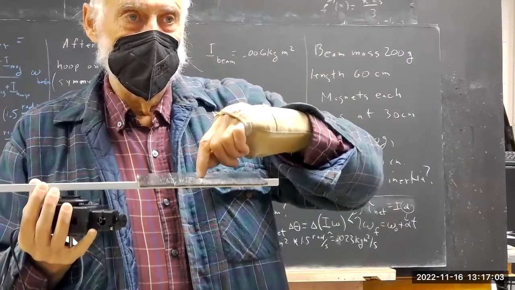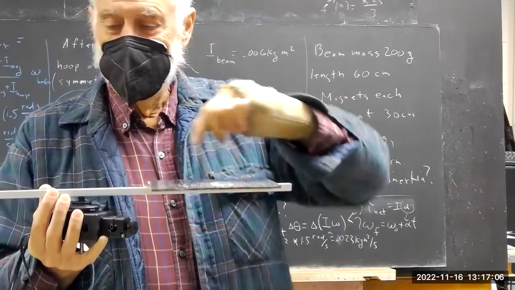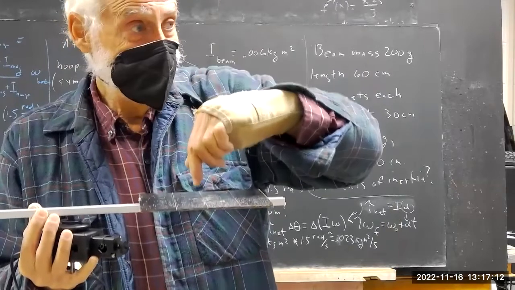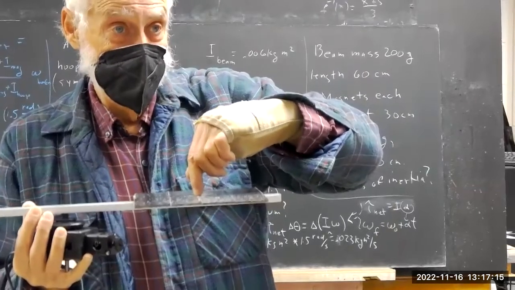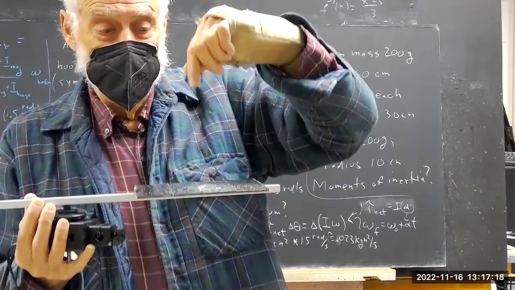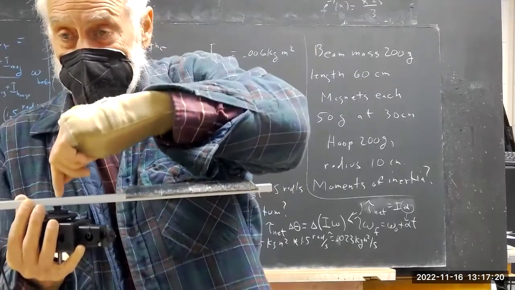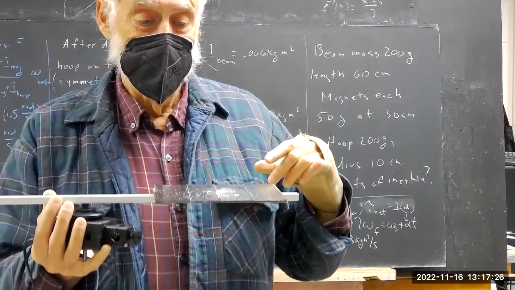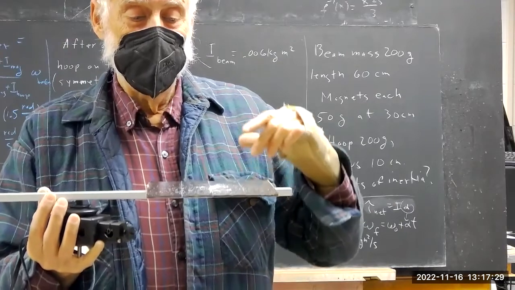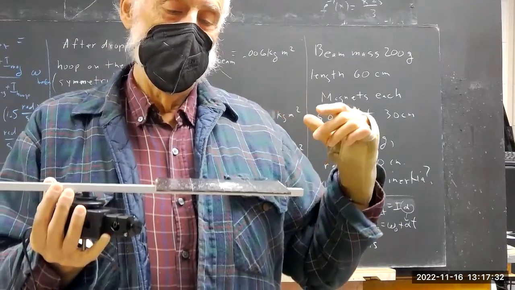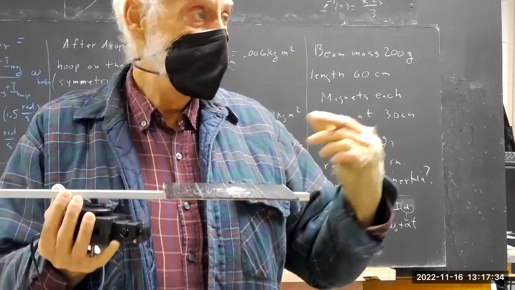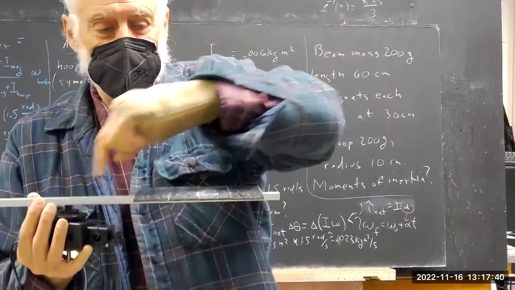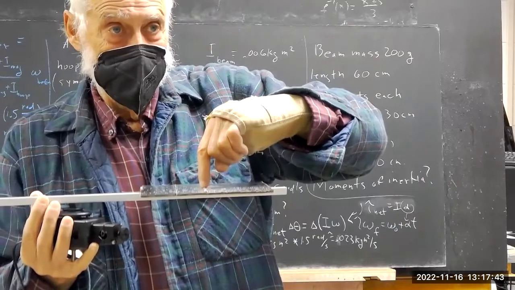But what are we going to do about this? Well, we're going to say, about an axis parallel to this through the center of this, we know this is the moment of inertia, okay? So we take the moment of inertia about this axis parallel to this center, and we add those two moments of inertia. And then we add the moment of inertia of the center of mass. Okay?